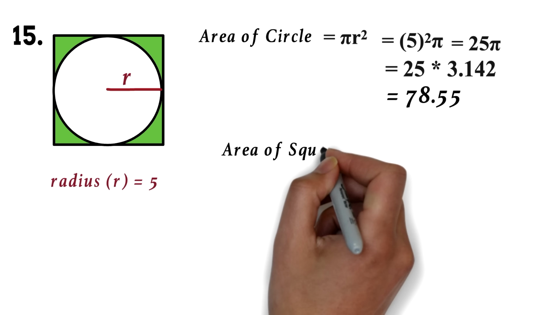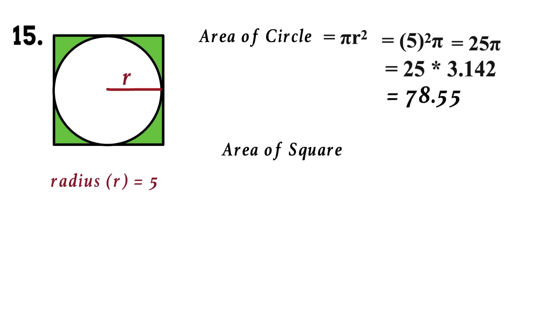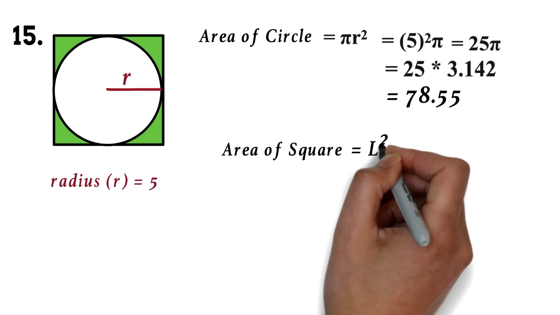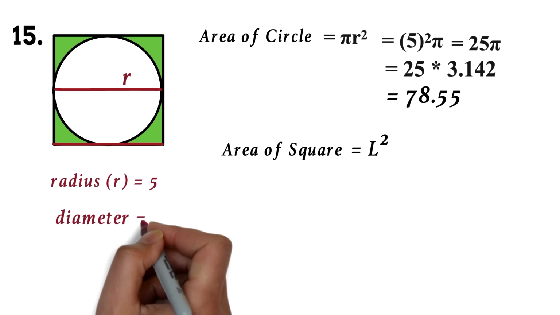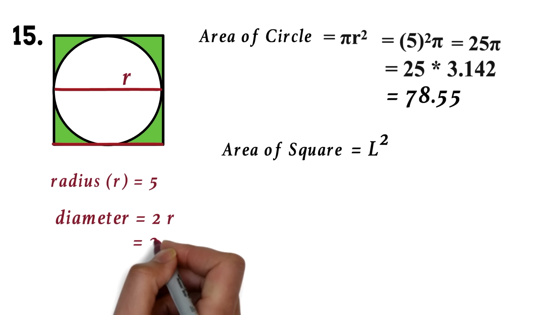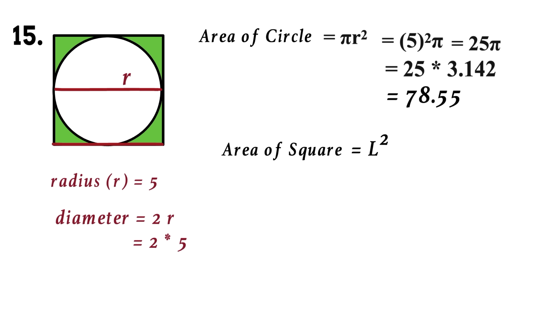Now, we find the area of the square. The area of a square is the length squared. We have not been given the length, but we can find it. Since this is the radius, if we extend it to touch the other side of the square, we will have the diameter. The length of the diameter will be the same as the length of the square. The diameter is 2 times radius, which is 2 times 5. The diameter is therefore 10, so the length of the square is also 10.